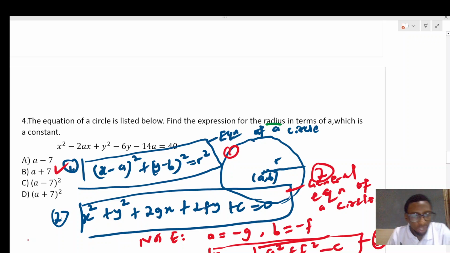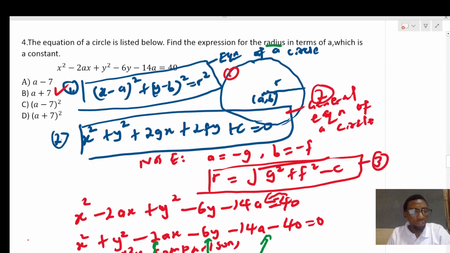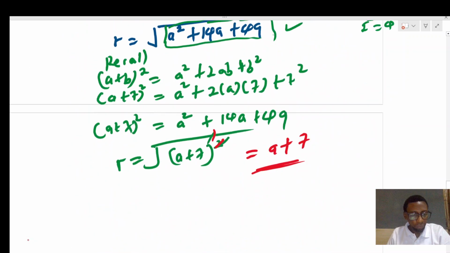I'm going to make a video on circles and explain the formulas in detail. I've actually explained the basic part, and I'll solve more questions on circles and sets. So watch out for more videos on circles. That is number 5.